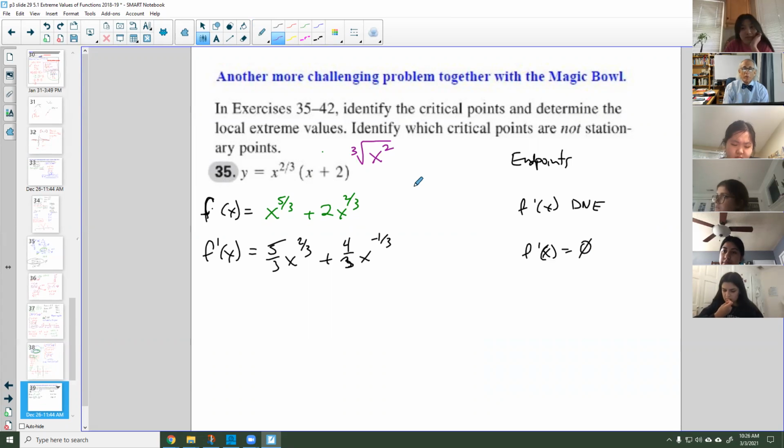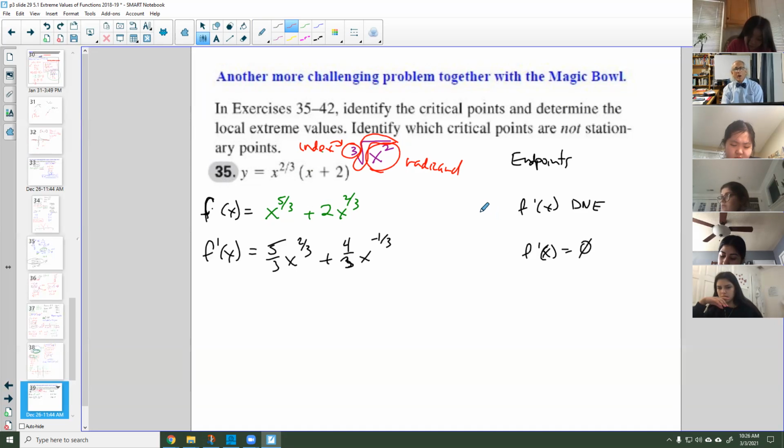So this is the index. This is the radical sign. And the x squared is the radicand. This is the index. Is the index an even number or an odd number? Odd number. So I don't care about that. I only care when the index is an even number. So that's not going to cause me a problem.